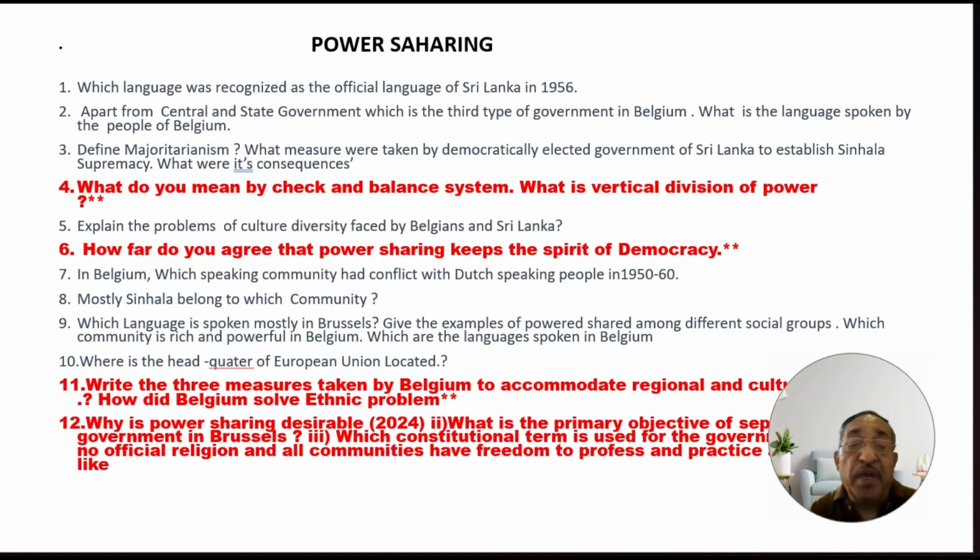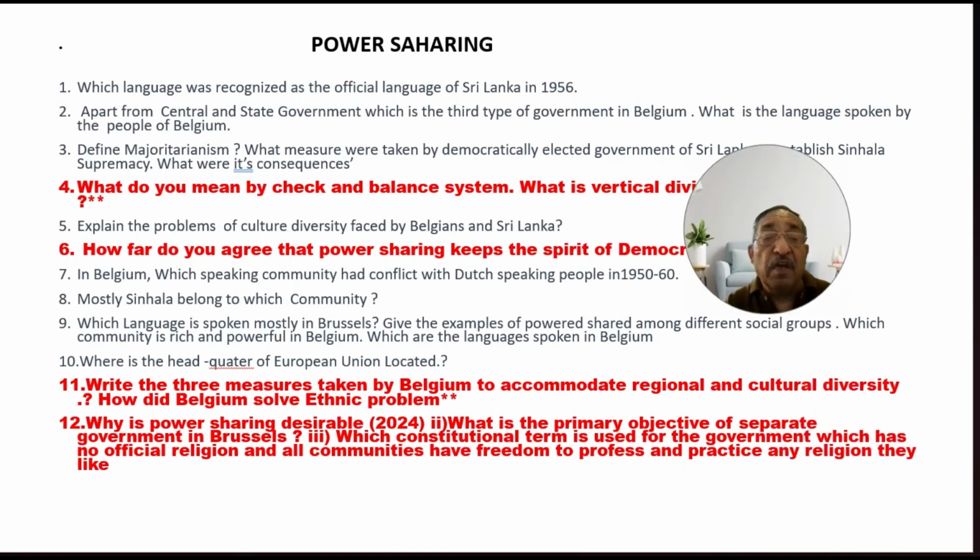Next, where is the headquarters of the European Union located? Write three measures taken by Belgium to accommodate regional and cultural diversity. This is a 2024 question: how did Belgium solve the ethnic problem? Next, question number 12, why is power sharing desirable?